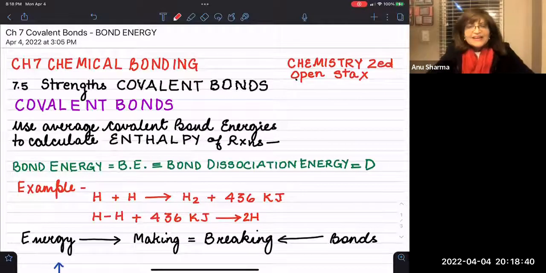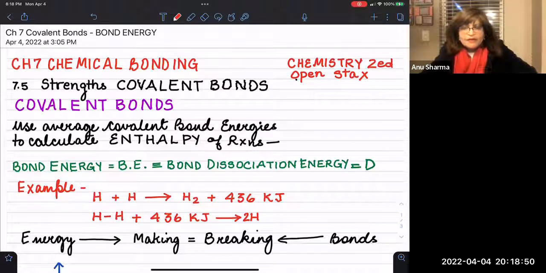Hi guys. Okay, so in this video, we will cover chapter 7 of chemical bonding from the book Chemistry, second edition in OpenStax. We will discuss the covalent bonds and we will use the average covalent bond energies to calculate the enthalpy of the reactions.